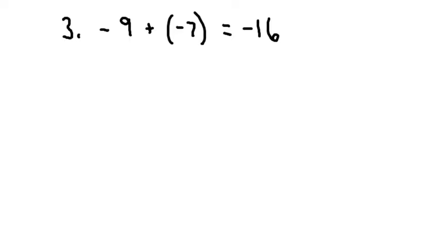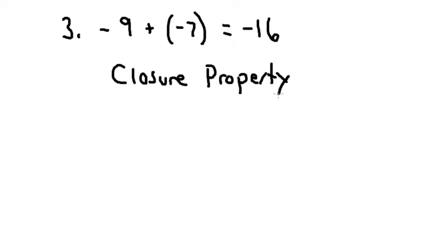We have negative 9 plus 7, and that is equal to negative 16. So when you take these two numbers and add them together, that is the closure property of addition. Because you're creating closure: when you add these two numbers together, it gives you a single number. So that's your closure property.